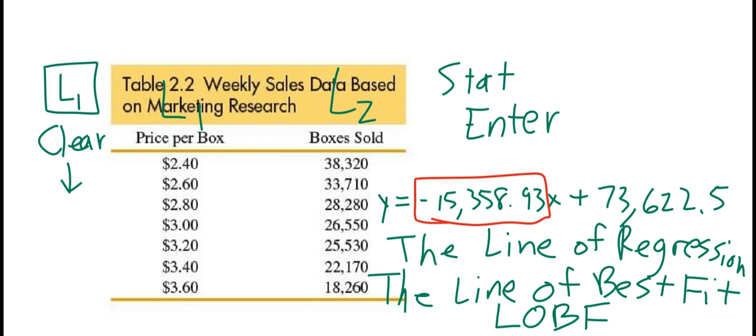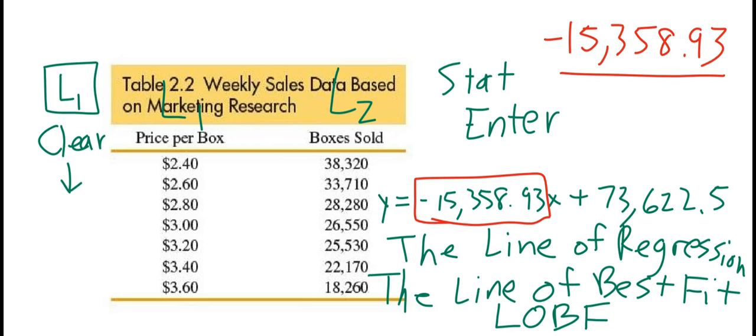Okay, I know it's the slope, folks, but you need to interpret it. Look at the situation. List 1 was the price per box, and list 2 were the number of boxes sold. Now, if you want me to, I'll do it this way: -15,358.93 over 1. If you would like me to write it as a fraction, I will. Does that help you interpret?